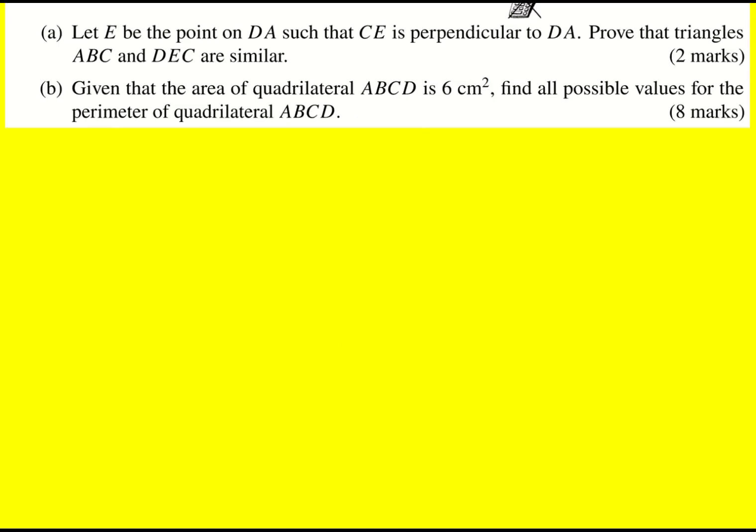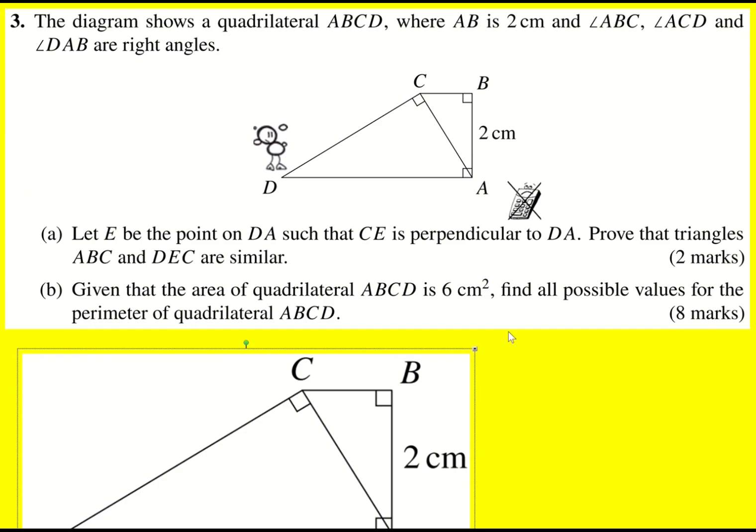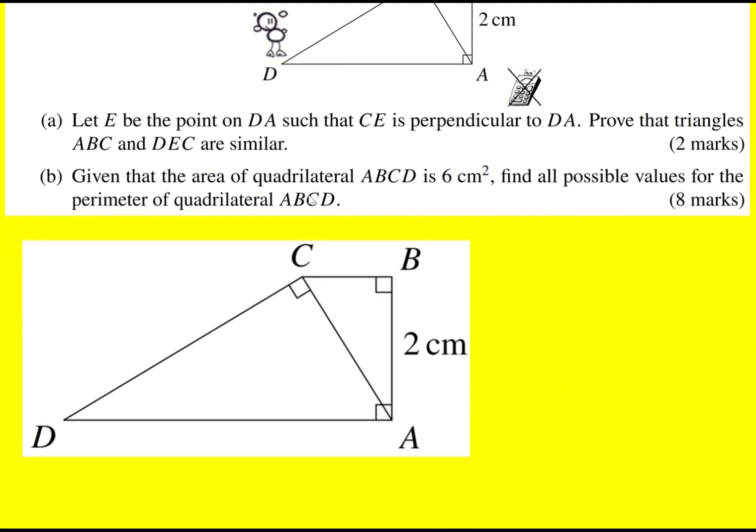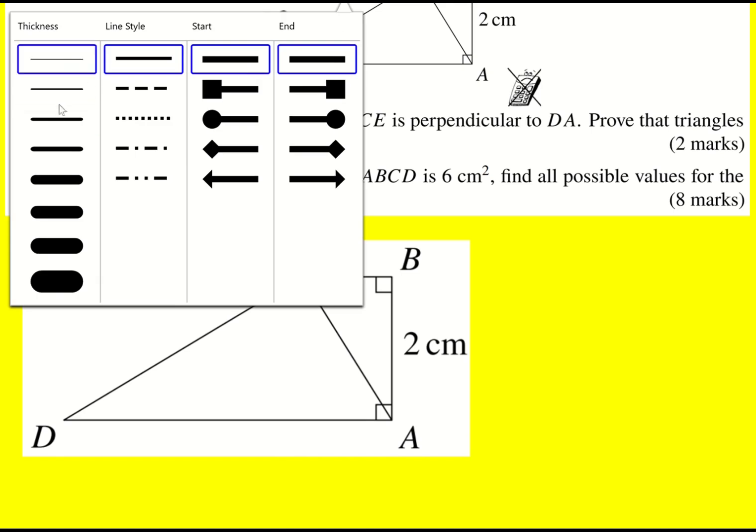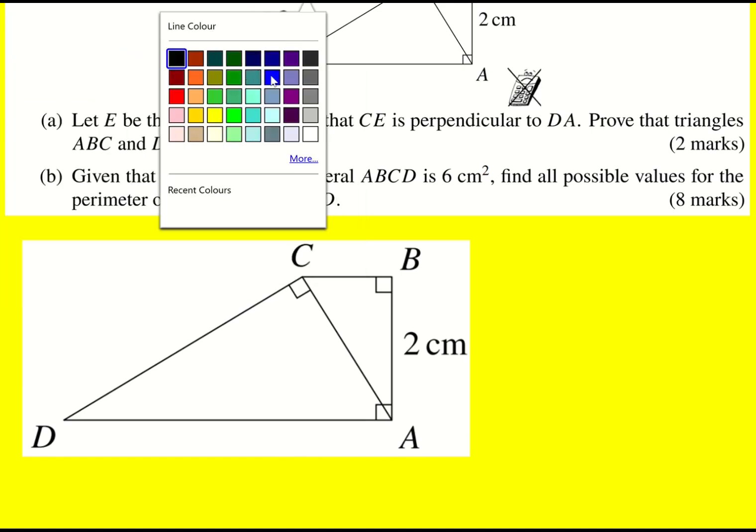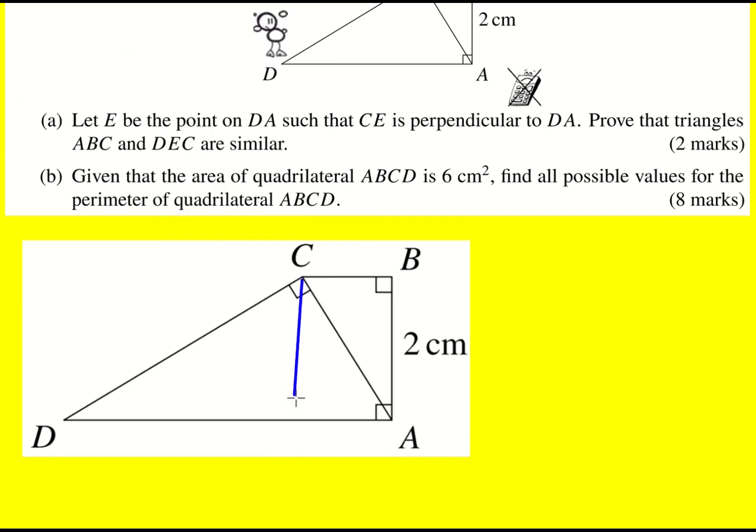Okay, this one is a great question, I think. We've got a diagram, quadrilateral ABCD, where AB is 2 centimeters, and then angle ABC, ACD, and DAB are right angles, and they're indicated on the diagram. Let E be the point on DA, such that CE is perpendicular to DA. Not quite sure they haven't labeled this on the diagram already, but it's going to be the line coming directly down.